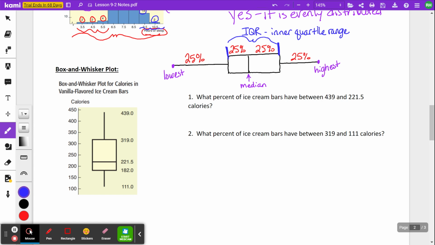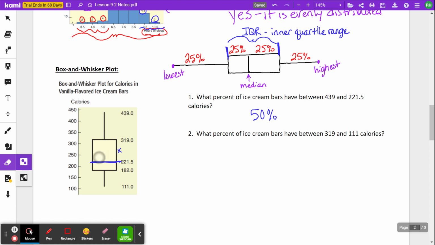So, first one says, what percent of ice cream bars have between 439 and 221.5 calories? So, 439 is here, 221 is here. So, that gives you this section and this section. So, if they're each 25%, that means 50% of the data is between those two.